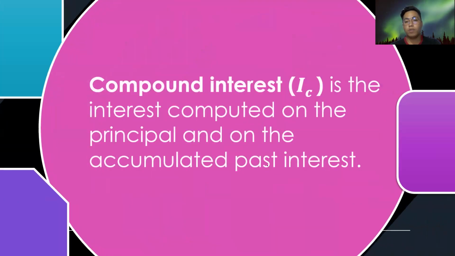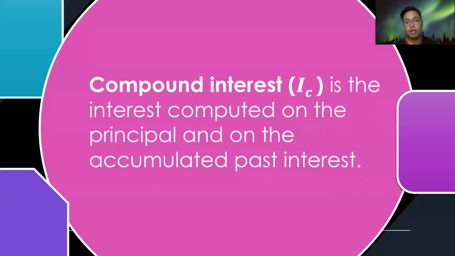So now we're done with the simple interest. Later, you will observe the difference. The compound interest is interest computed on the principal and on the accumulated past interest. How does it differ from the simple interest? In the simple interest, what you compute interest on is only the principal amount. For the second year, still the principal amount. On the third year, and so on.